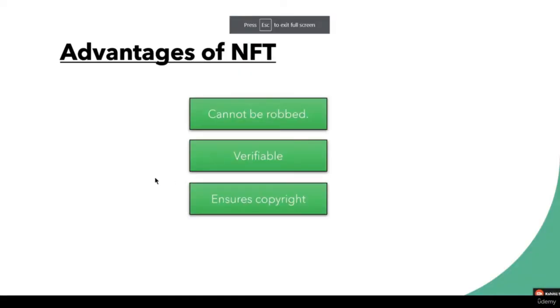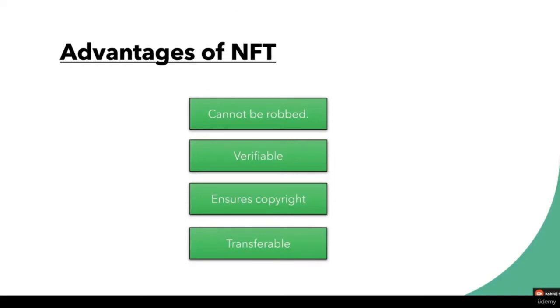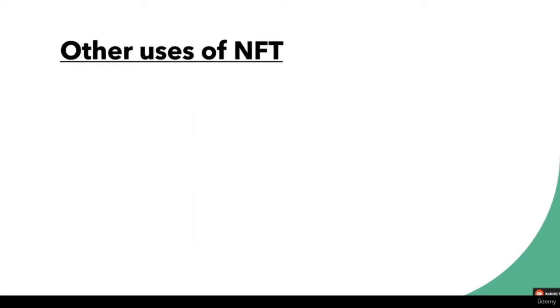So this is a very important advantage, and you can easily transfer this. We write all these things in a smart contract, that we want to transfer it, and all those things. We have functions for that, and with this we can easily transfer it to another address. So all these things are its advantages.